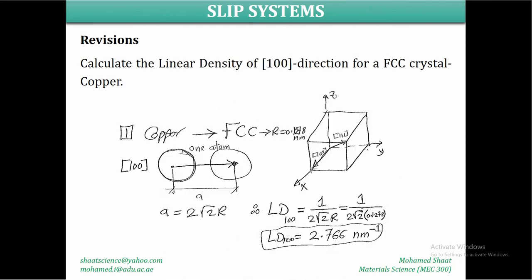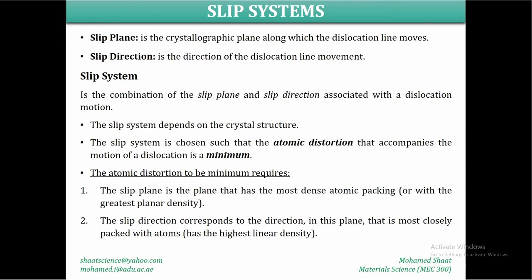So we're going to start here by discussing something that we call a slip system. As I mentioned, in order to fully describe the dislocation motion, and remember that the dislocation motion is the thing that indicates that there is a plastic deformation in the material, this requires two things: a slip plane and a slip direction. So what does a slip plane mean? The slip plane is the crystallographic plane along which the dislocation line is going to move, as we explained over the previous video.